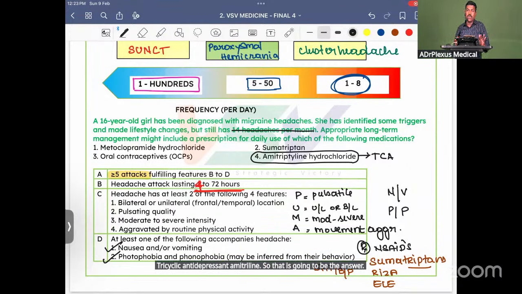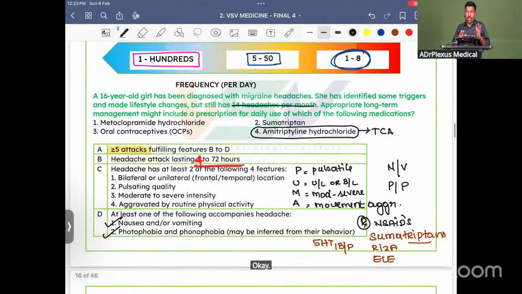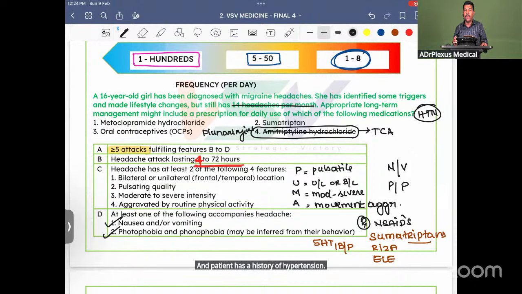Okay, so you know how to interpret the question. That is very important. If they are going to ask, instead of amitriptyline, they have flunarizine, and the patient has a history of hypertension, what drug will you give? The patient is having hypertension, then what drug are you going to give? You're going to go for flunarizine.